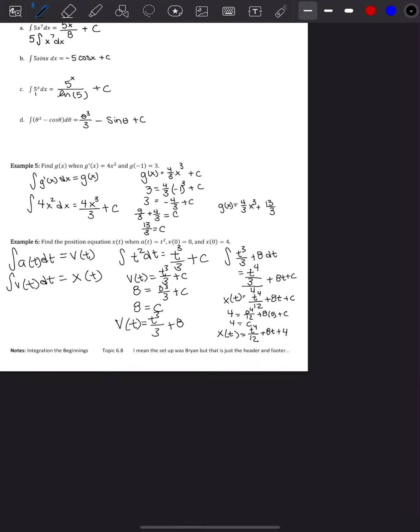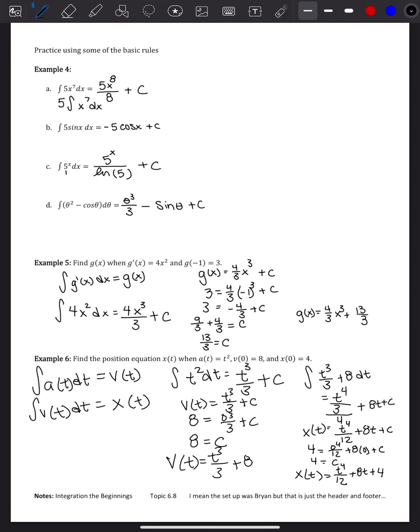Integration is one of those things that's just going to take some practice. We've been doing derivatives for so long now that doing integration or antiderivatives is going to be a little bit weird at first, but once we get used to it, it becomes a lot easier.